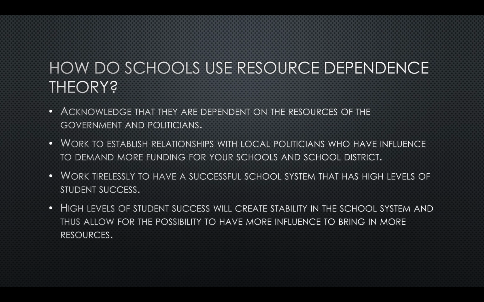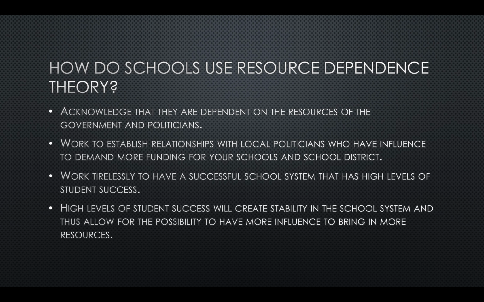So how do schools use resource dependence theory? Well, first they need to acknowledge that they are dependent on the resources of the government and politicians. If this is established, it is easy to move towards the goals that they've set out. Second, work to establish relationships with local politicians who have influence to demand more funding for our schools and our school district. Third, work tirelessly to have a successful school system that has high levels of student success.